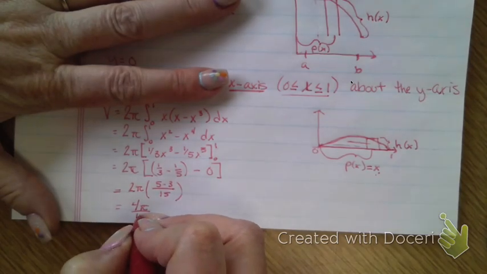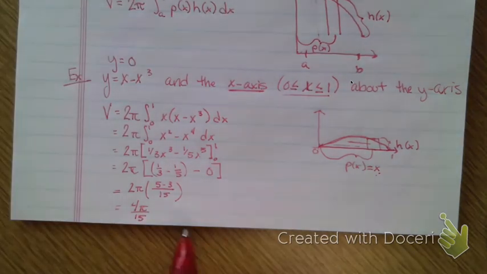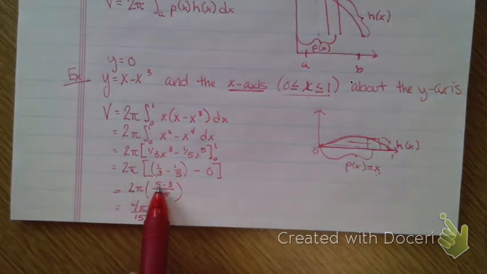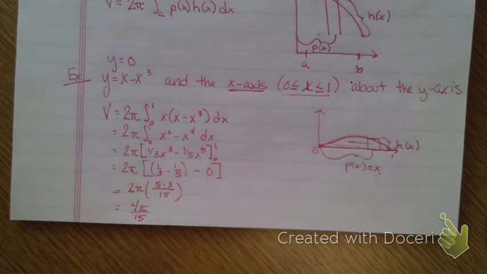Because we have the 2 pi out here. And then 5 minus 3 is 2. 2 times 2 is 4.